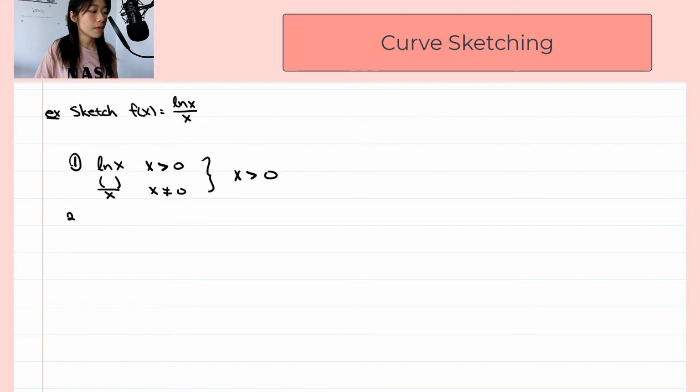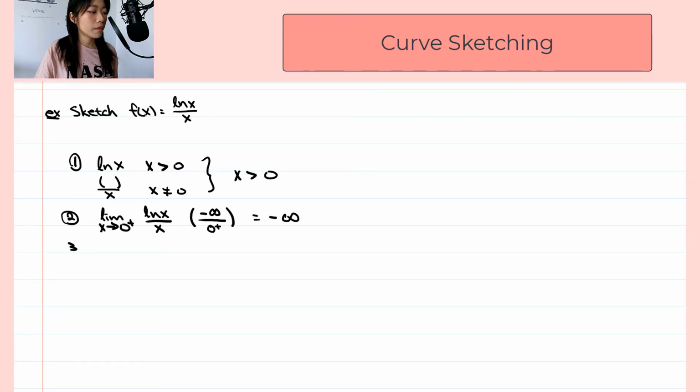Then the second step, let's find the vertical asymptote. Since the domain is when x is positive, we only need to take the right-sided limit. So as x approaches 0 from the right, of ln of x over x. If we use the cheating rule, we'll get negative infinity for our ln of x, and the denominator would be a really small positive number. So this limit will go to negative infinity.